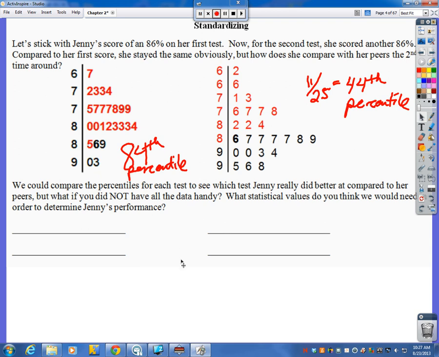But what if we didn't have all of the data? What if we didn't have all of these numbers? Then we wouldn't be able to compute the percentile.